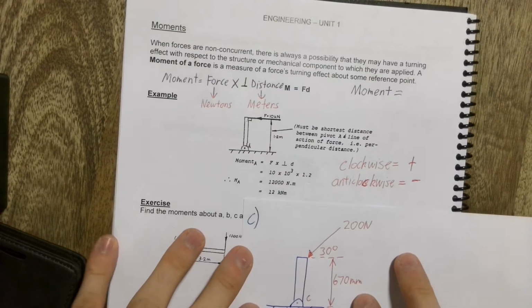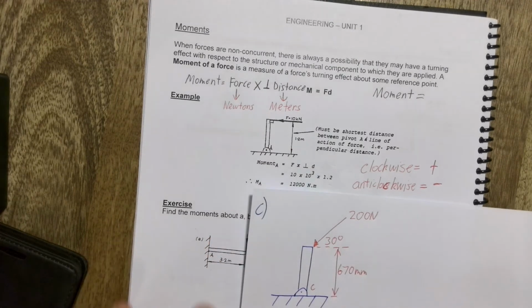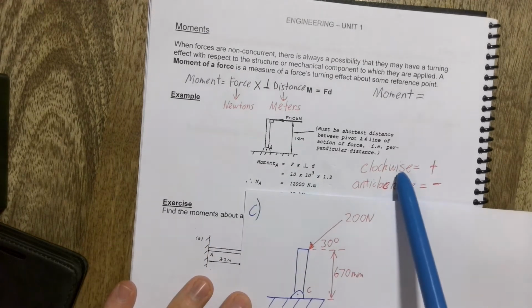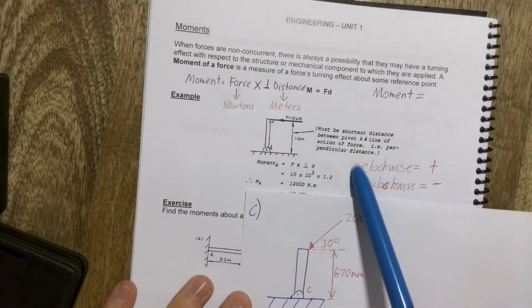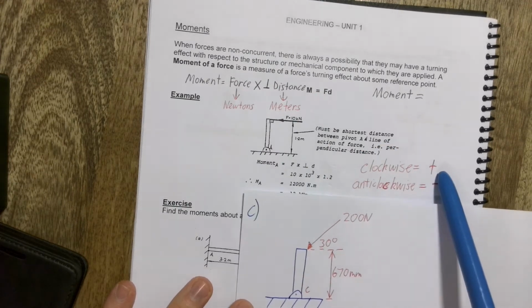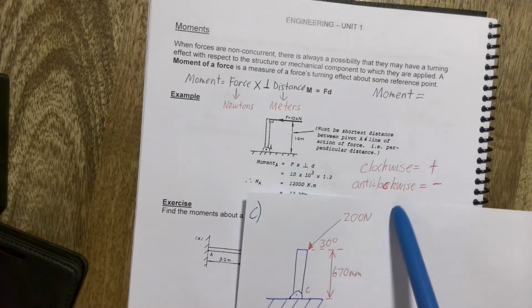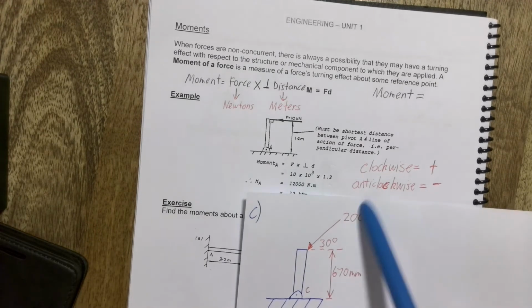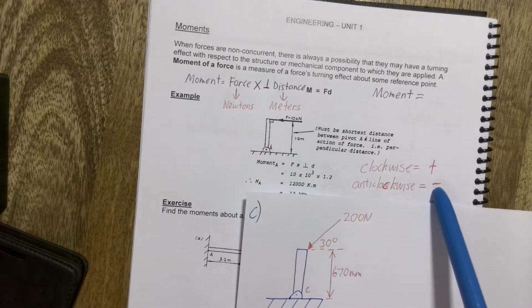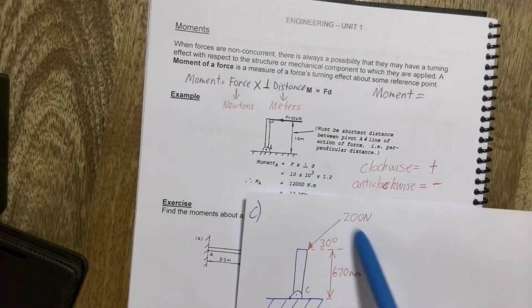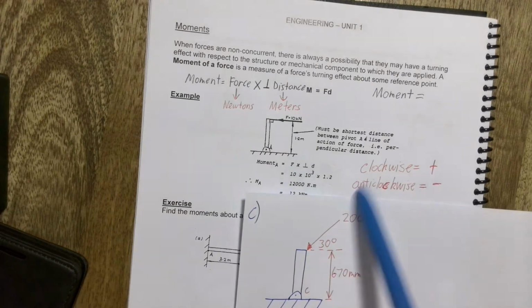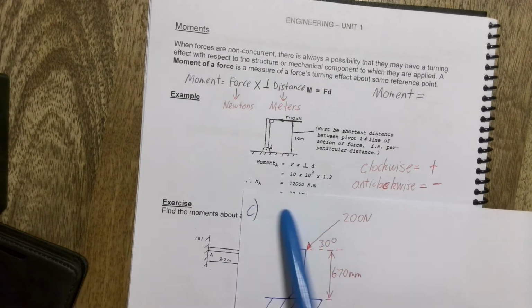Now before we get too far into it, we want to do some remembering, and that is that if we're pushing in a clockwise motion, we're looking for a positive figure. If we're pushing in an anti-clockwise motion, we're looking for a negative figure. Clockwise, anti-clockwise, okay?